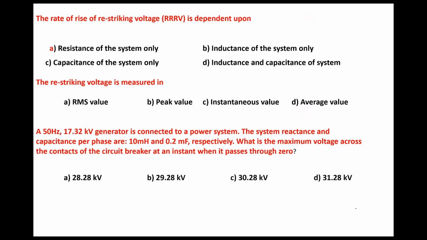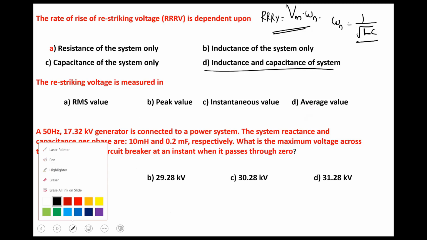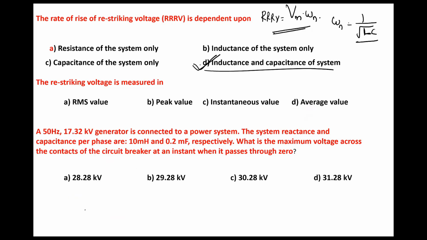Next, the rate of rise of restriking voltage depends upon. What is the rate of rise of restriking voltage? Vm into omega n. What is omega n? Omega n is equal to 1 by square root of L by C. Now tell me. RRRV depends upon the inductance and capacitance of the system. Because he did not mention the system voltage. Otherwise, we could have even told system voltage.